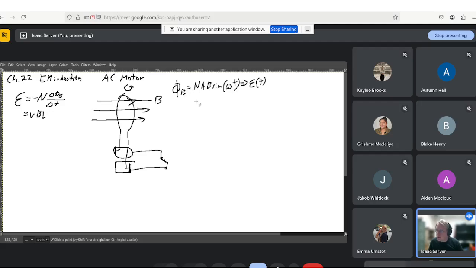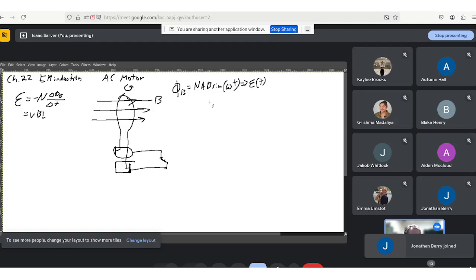And because it's always changing, we're always going to get the EMF in here. So that's how an AC motor works, right?